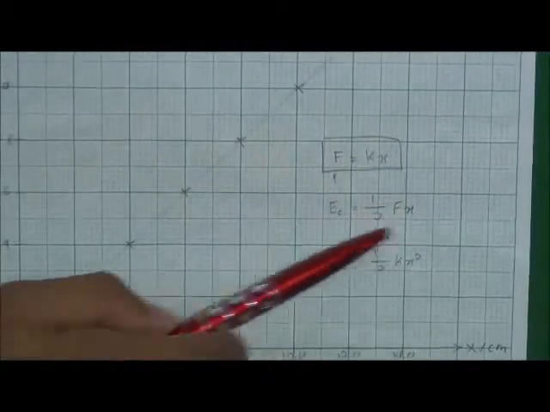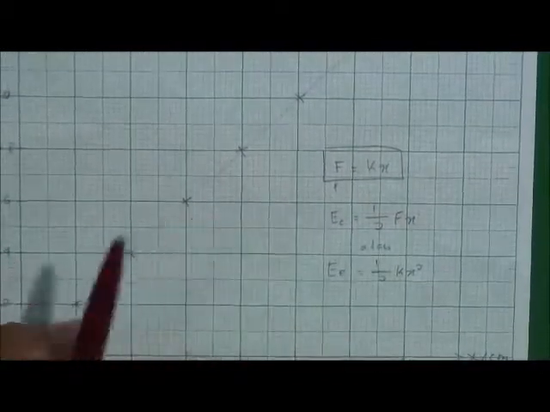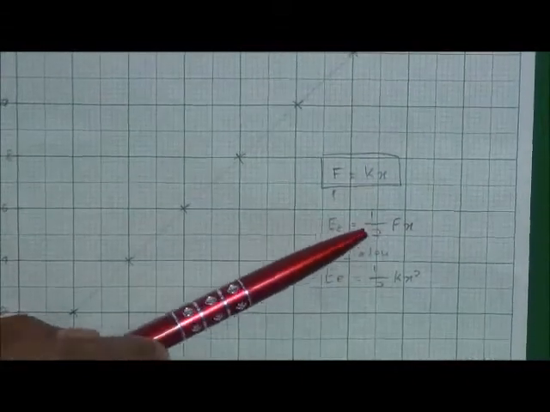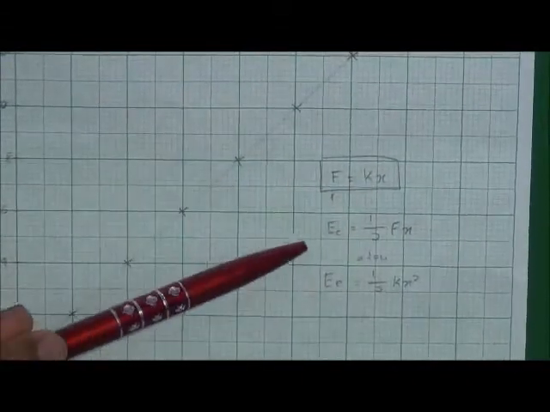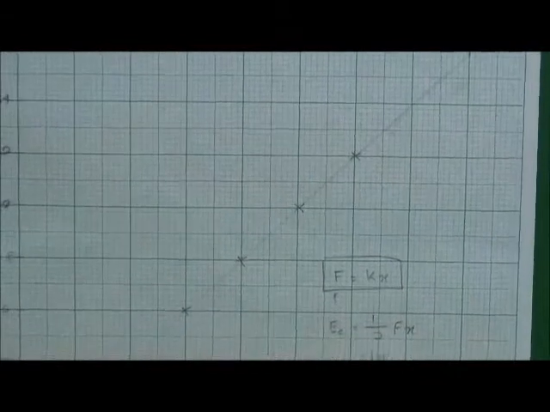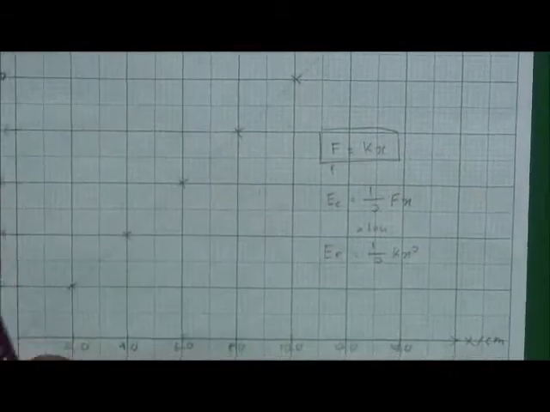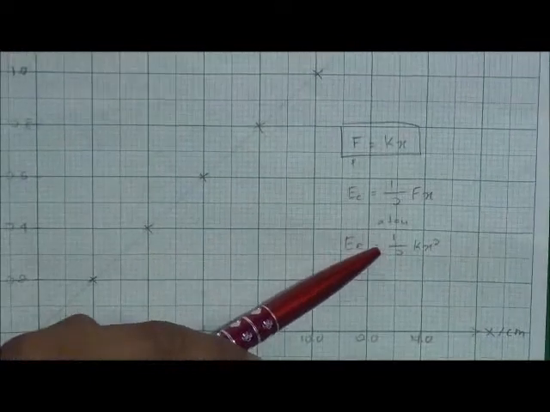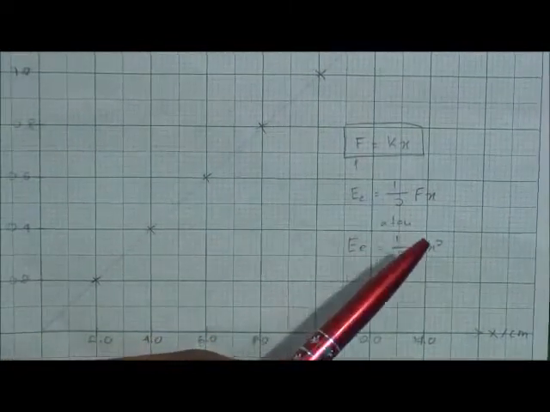Underneath is the formula to find elastic potential energy. It's 1/2 Fx, or just find the area under the graph. Or if we have k but we don't have F, we could use this formula, 1/2 kx squared.